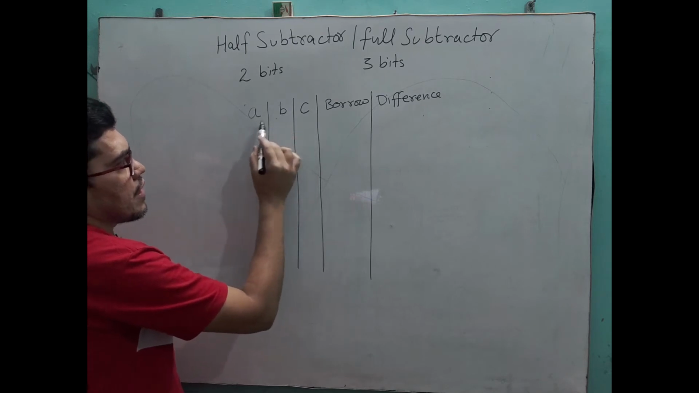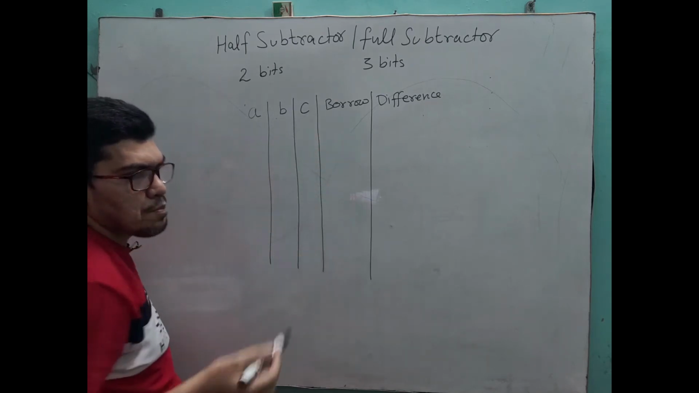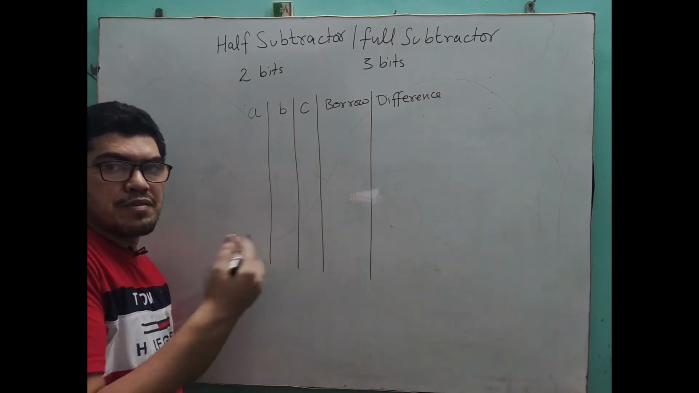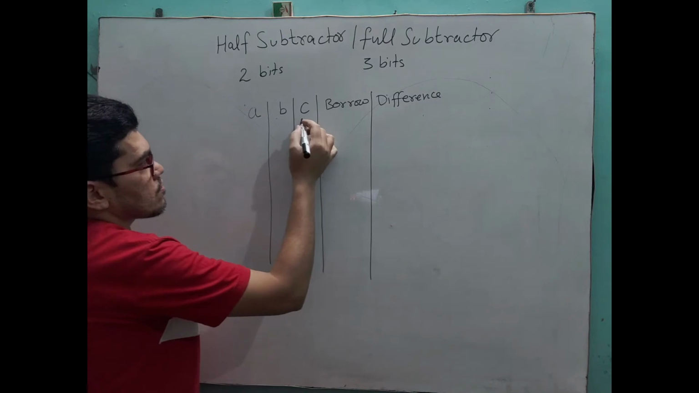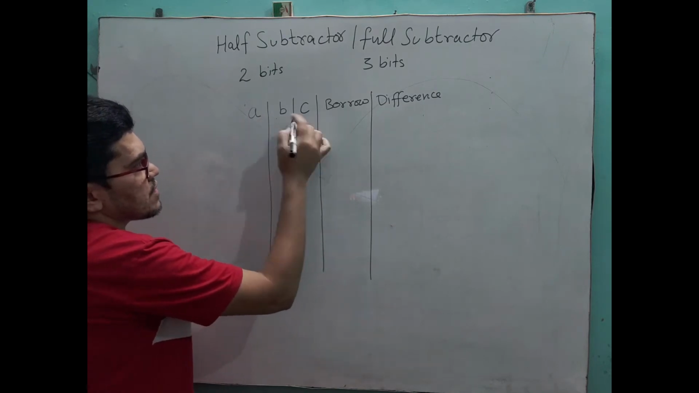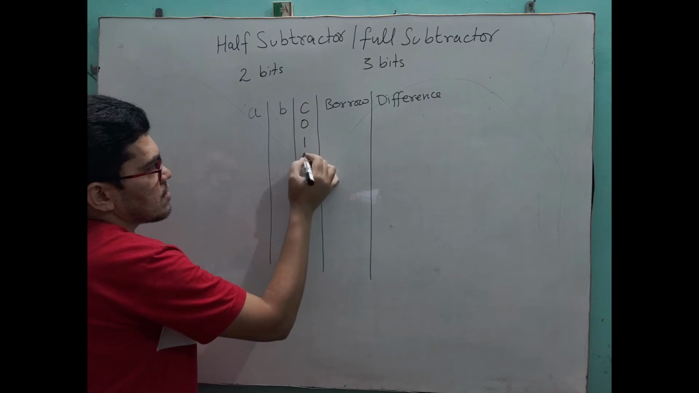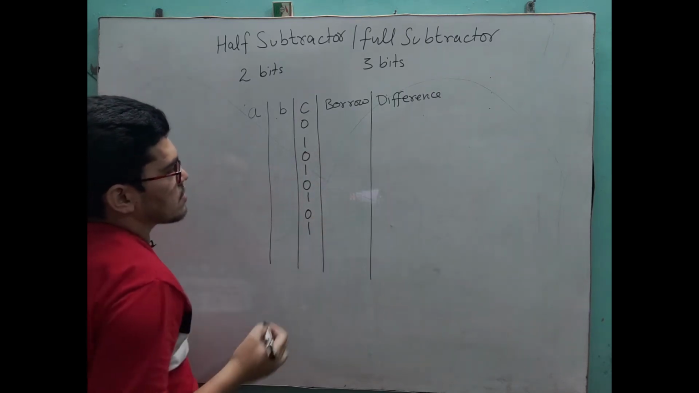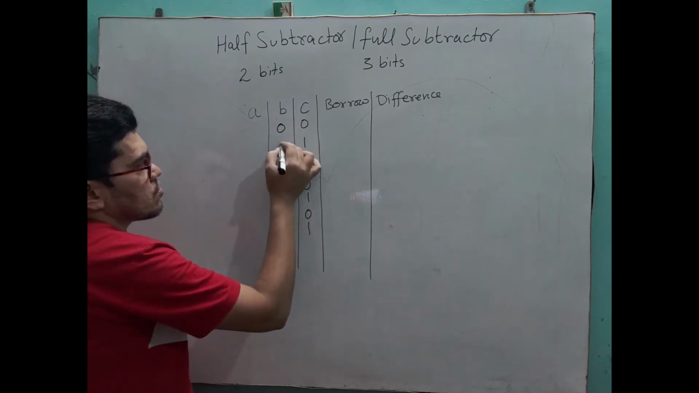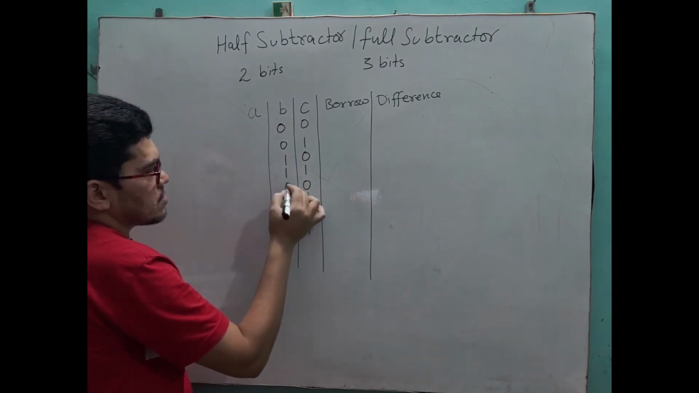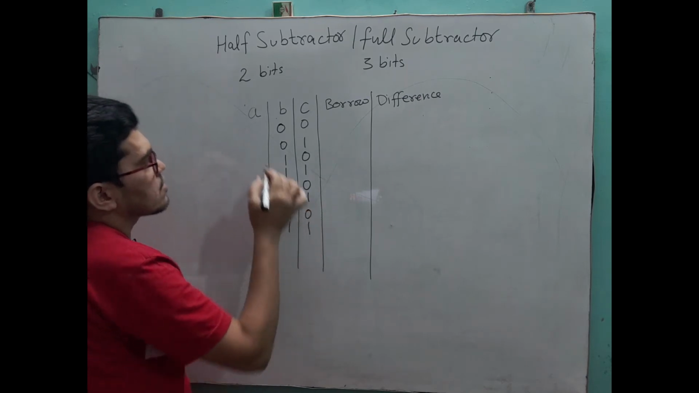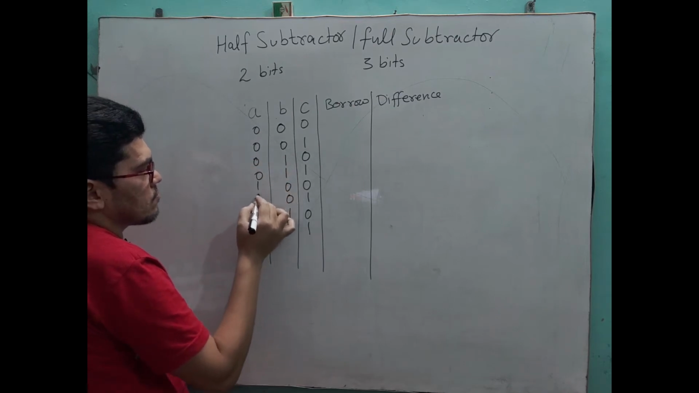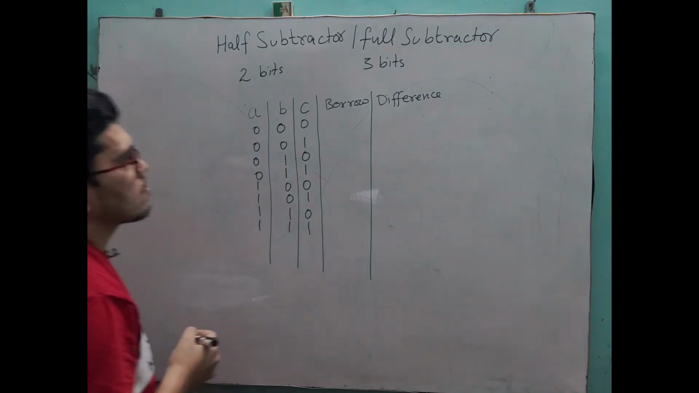So A, B, these are the 2 numbers, and C is the previous carry. Okay, the carry which comes from a previous digit. So from these 3 bits we can make 8 combinations: 0, 1, 0, 1, 0, 1, 0, 1, 0, 0, 1, 1, 0, 0, 1, 1, 0, 0, 0, 0, 1, 1, 1, 1.